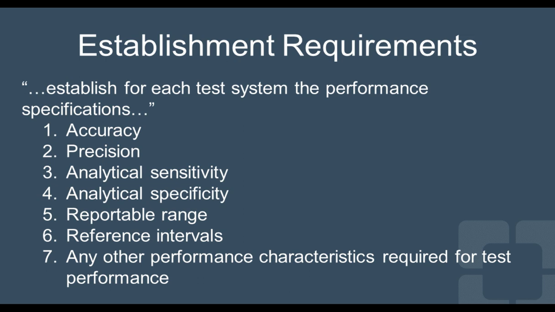So once you have your developed method, you've done all your pre-validation work, and you feel comfortable moving forward with the establishment of this method, we can look to our regulators. CLIA requires us to establish the following 7 characteristics: accuracy, precision, analytical sensitivity, analytical specificity, the reportable range, the reference interval, and finally, any other performance characteristic required for the test. We can think of this as kind of a catch-all.